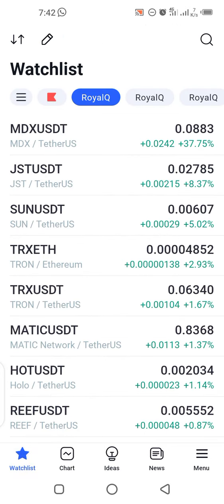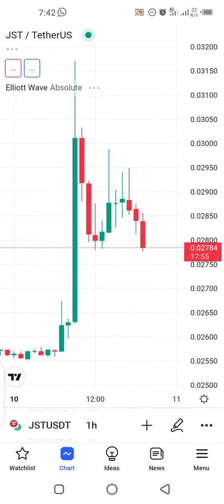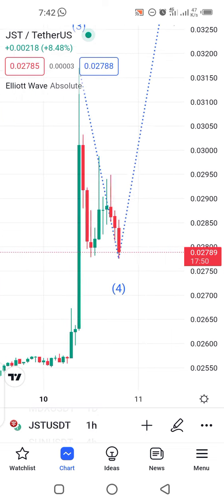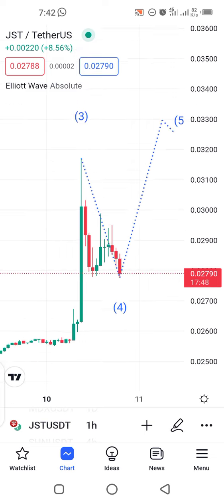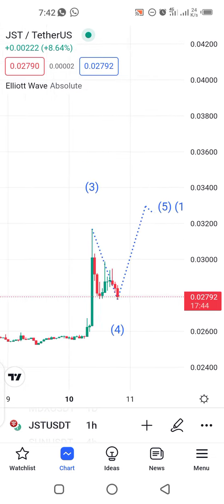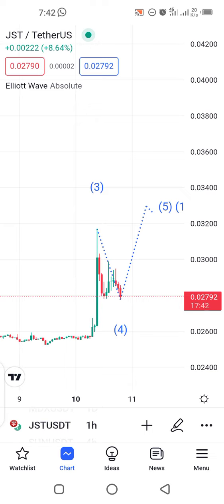Different coins, different behavior. Let's go to JST. I hope you see now. This is not future, this is now. It has finished 3, it has finished 4, now it's showing you 5. What it requires of you is the ability to be patient with trading.